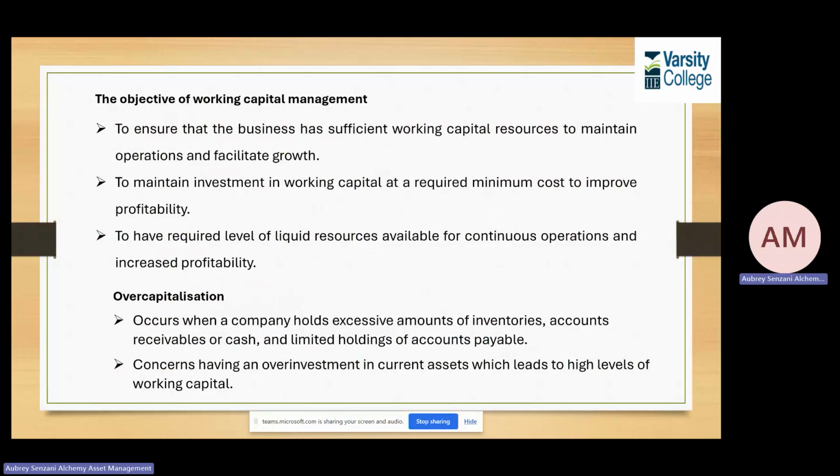Can you see why we use the term overcapitalization? Excessively using our own money. Okay, so that's how I would look at this term. Overcapitalization concerns having an overinvestment in current assets, which leads to a high level of working capital. Because think about it, say your current assets are very high, let's say 10,000, and your current liabilities are only 1,000. Can you see how your working capital is very, very high?